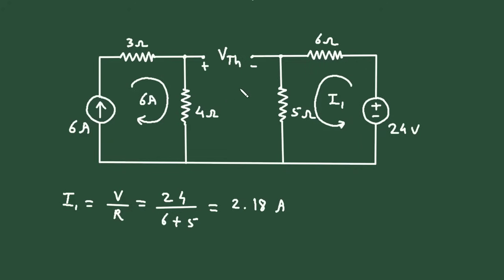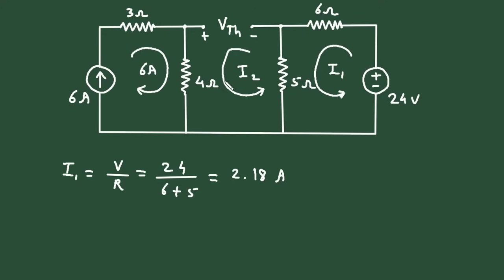Now, here let's assume this is also a mesh. Let's say this is current I2. So, what we will do, we will apply KCL. Not KCL, we will apply KVL, that is Kirchhoff's voltage law, at mesh 2. Let's say this is mesh number 2. Apply KVL at mesh 2. So, according to the direction of this current, this will be positive here, negative here, positive and negative. Now let's say we are starting from this point.